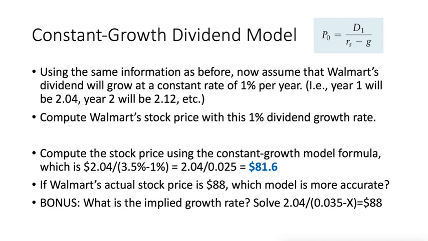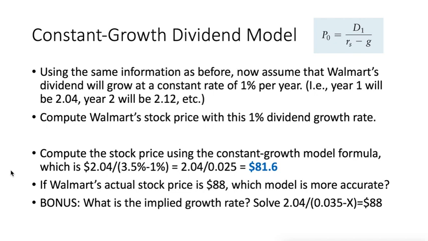The second one is the constant growth dividend model. We're going to use the same information as before for Walmart, but this time we're going to assume dividends grow at a slow, constant rate of 1% per year. So in year 1 the dividend will be $2.04, and year 2 will be $2.12, etc. Now the challenge is to compute Walmart's stock price with this 1% dividend growth rate.